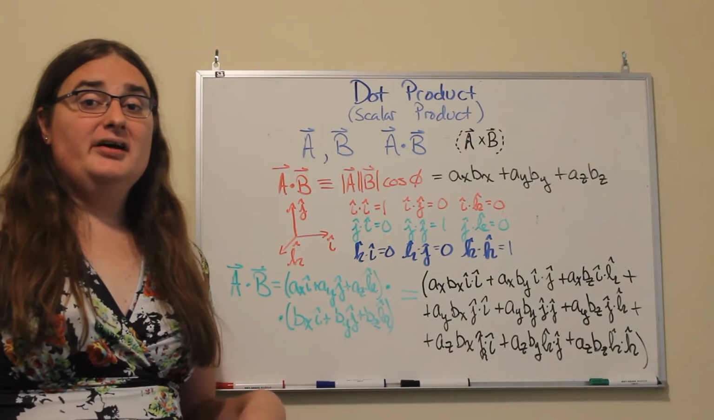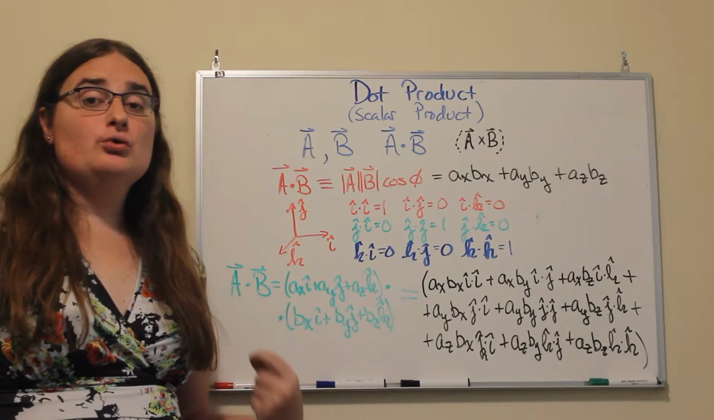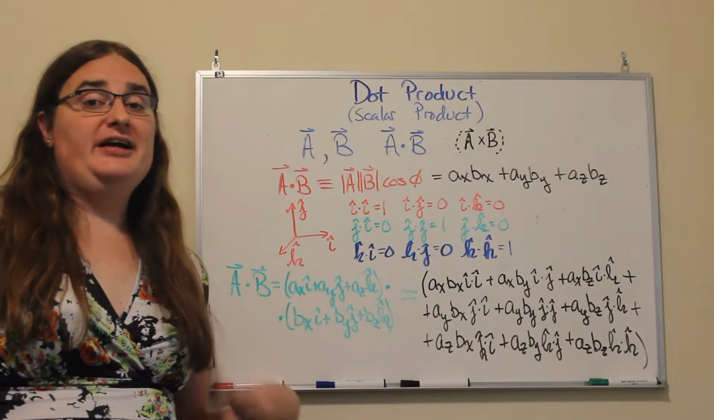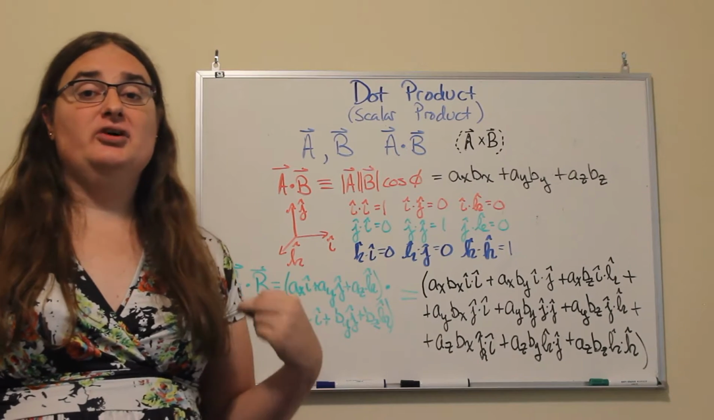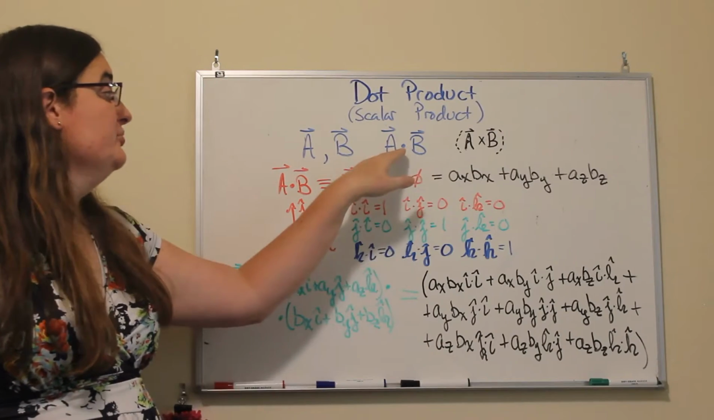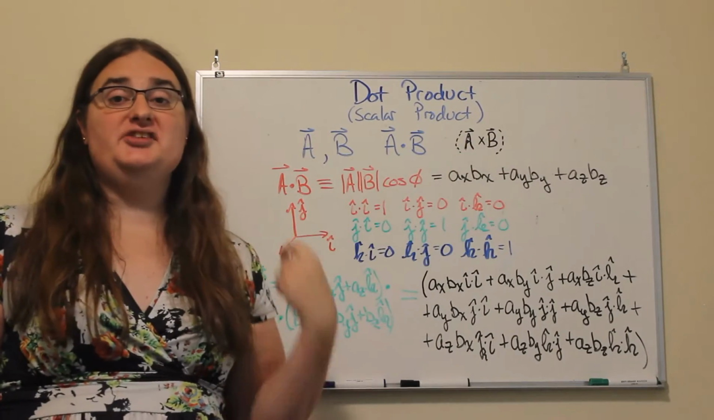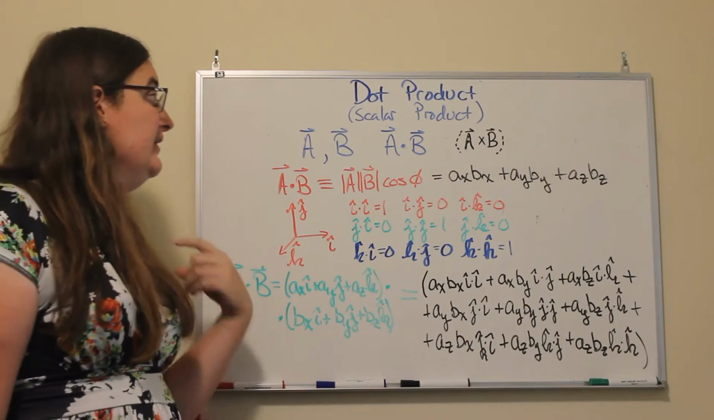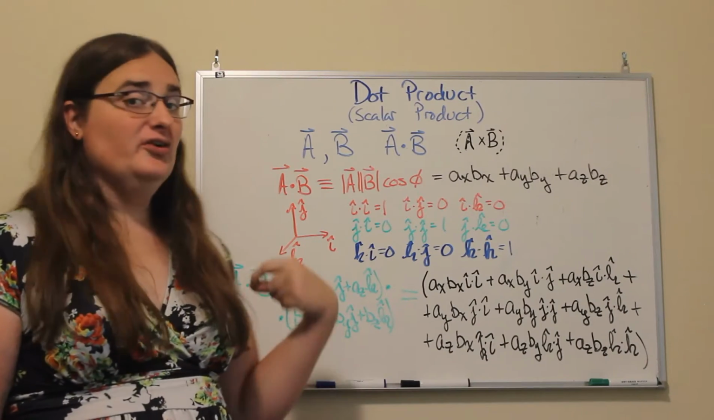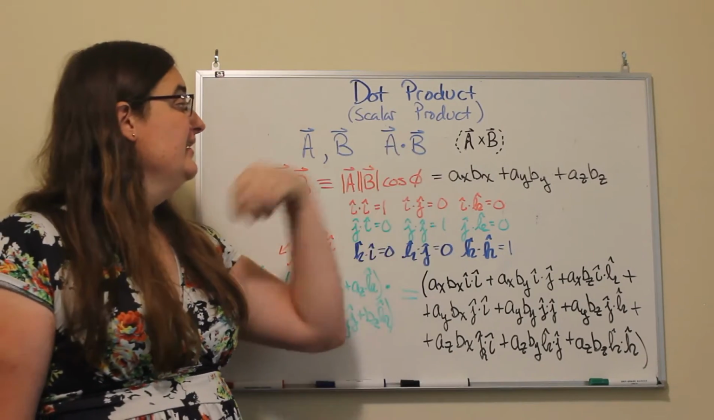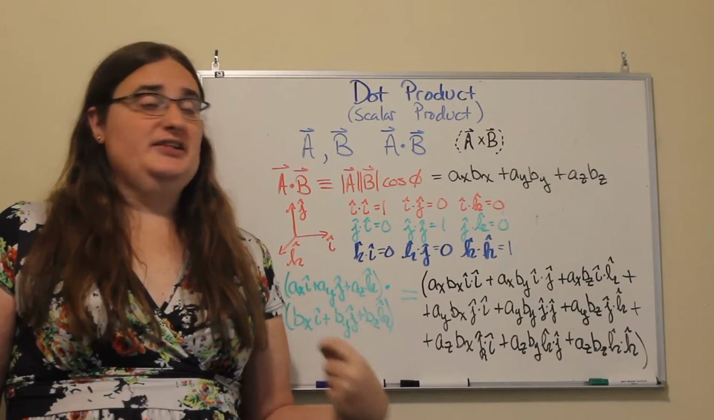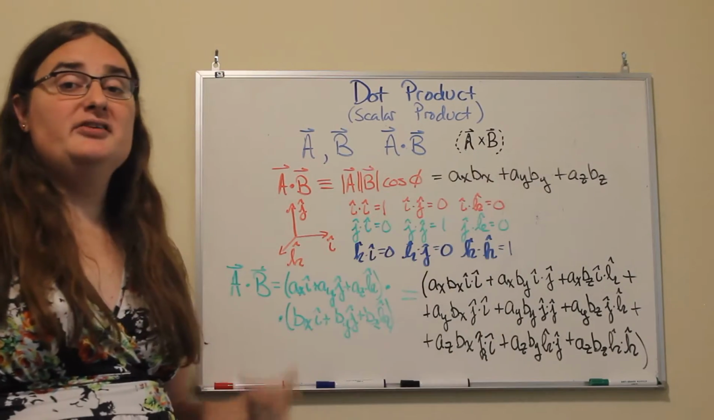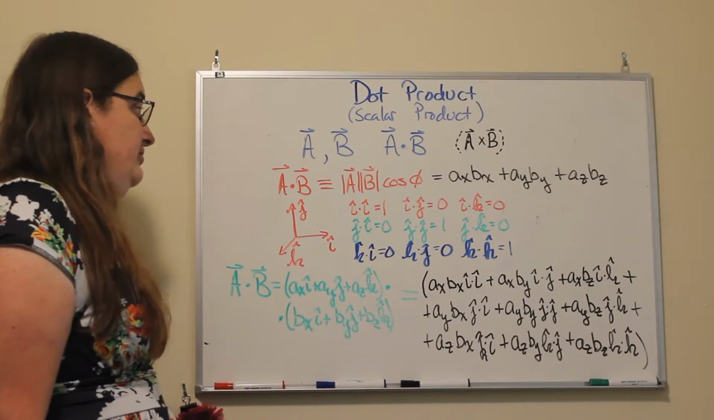Hi, I'd like to talk about one of the two ways that we can multiply vectors, what we call the dot product. The dot product is called the dot product because we use a dot instead of a cross to denote multiplication, and it is also called the scalar product because it gives us a scalar answer, and the cross product gives us a vector answer.